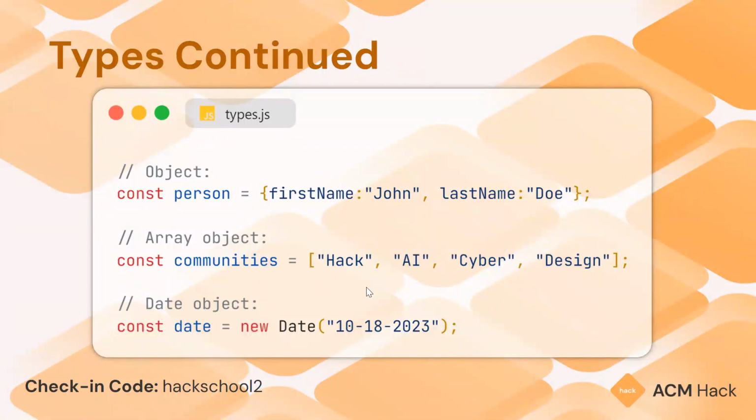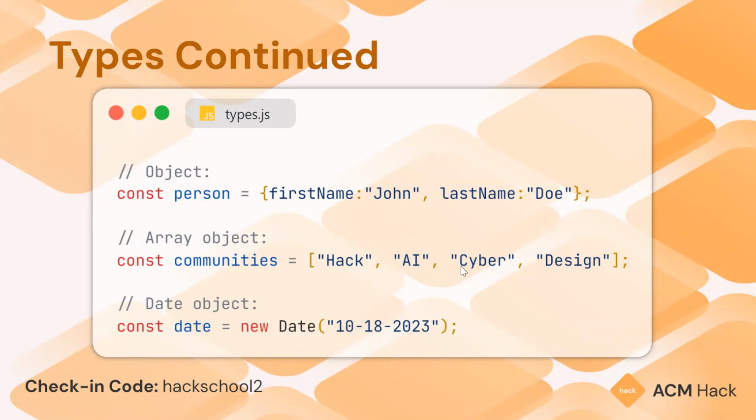Then we have an array object. Instead of curly braces, it's kind of like a list. Think of it like a list. It's an array. What we have here is communities, so it's a const communities. The list is indicated by the brackets on the sides. In it you can have as many objects as you want. So we have hack, AI, cyber, and design.